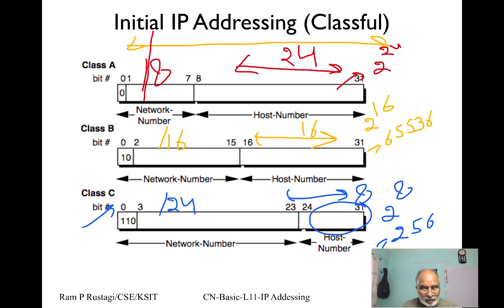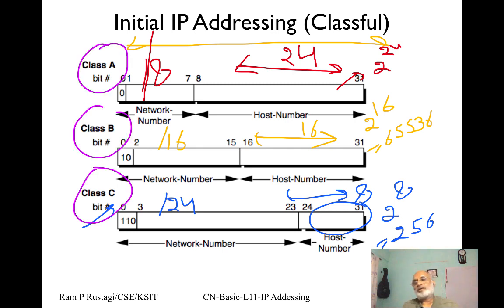Now this class concept, what we're seeing today, has basically become outdated, because let's say somebody has 1,000 machines. Does it need to use Class B? Because Class B would have 64K addresses, but I only have 1,000. So if I am given Class B, I'll be wasting 64,000 addresses.